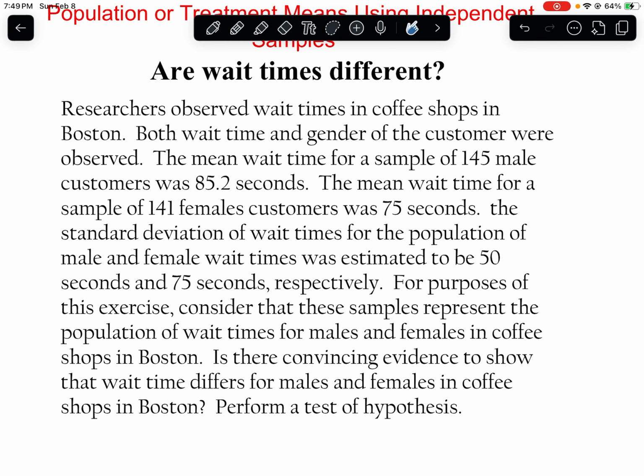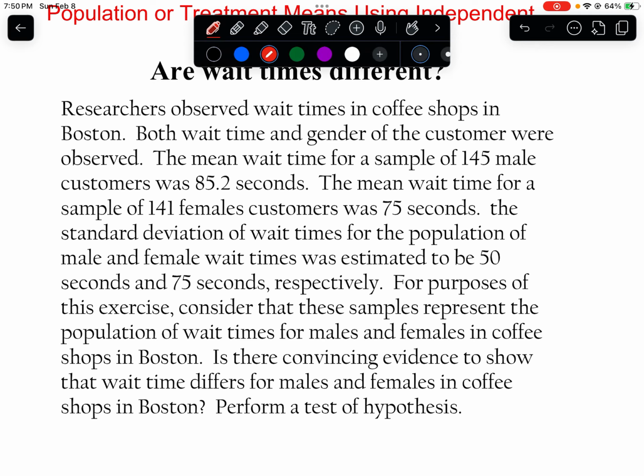If we are trying to figure out if wait times are different: researchers observed wait times in coffee shops in Boston. Both wait time and gender of the customer were observed. The mean wait time for a sample of 145 male customers was 85.2 seconds. The mean wait time for a sample of 141 female customers was 75 seconds. Standard deviation of wait times for the population of male and female wait times was estimated to be 50 seconds and 75 seconds, respectively. For purposes of this exercise, consider that these samples represent the population of wait times for males and females in coffee shops in Boston. Is there convincing evidence to show that wait time differs for males and females in coffee shops in Boston?